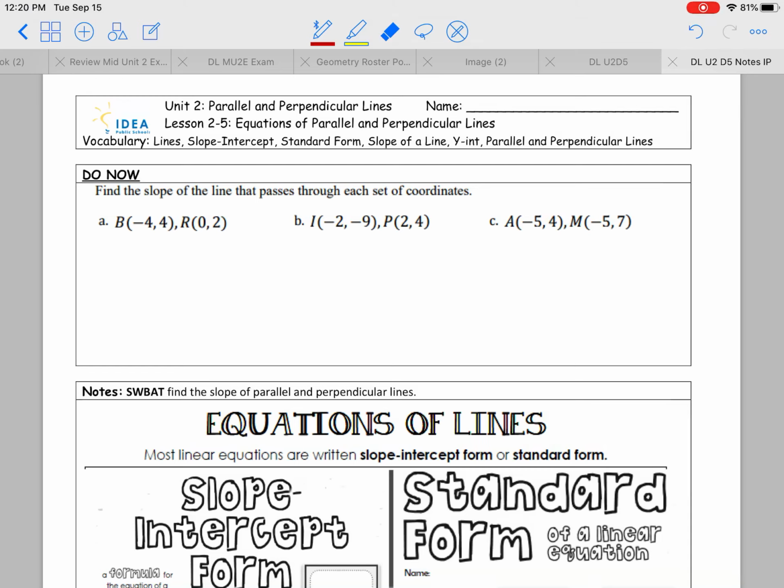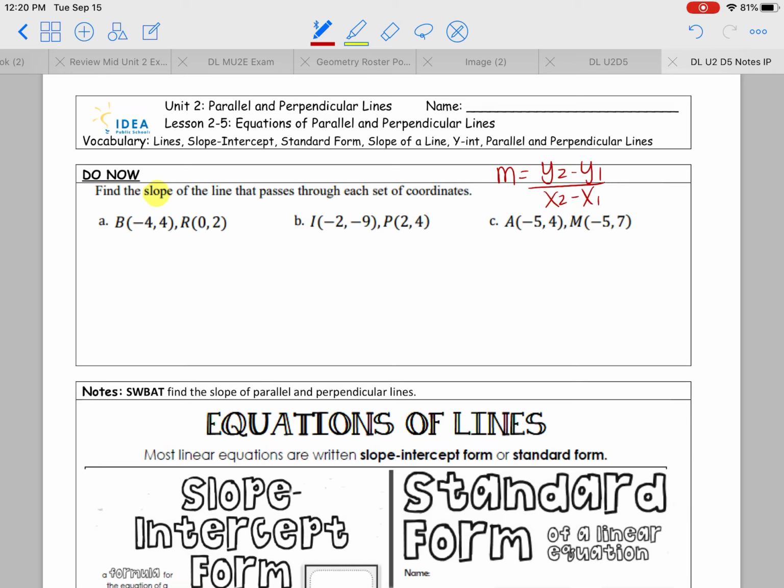Hi students, in this video we will be reviewing lesson 2-5, equations of parallel and perpendicular lines. For these two, it says find the slope of the line that passes through each set of coordinates. Because we're looking for the slope, we need to recall the slope formula: m equals y2 minus y1 over x2 minus x1.